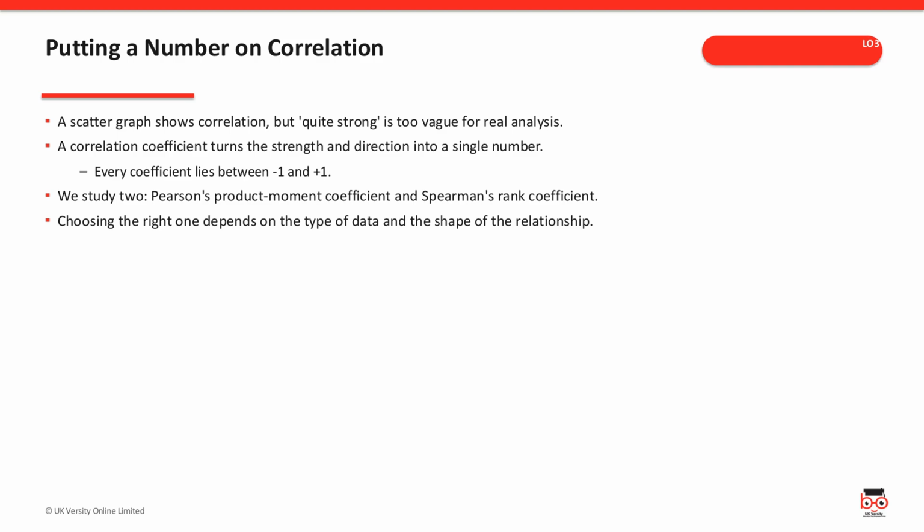A correlation coefficient boils the strength and direction down into a single number, and every one of them lives between -1 and +1. We'll study two: Pearson's product moment coefficient and Spearman's rank coefficient. Which you pick depends on the kind of data you have and the shape of the relationship.